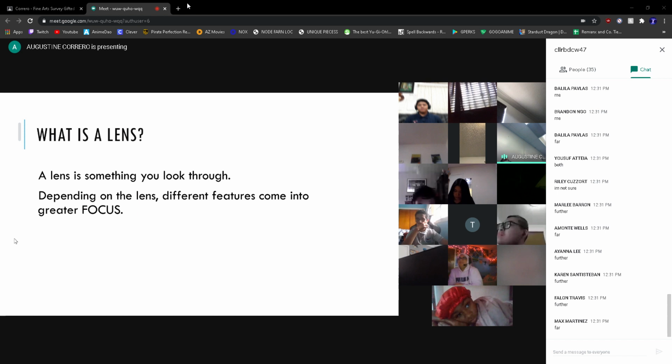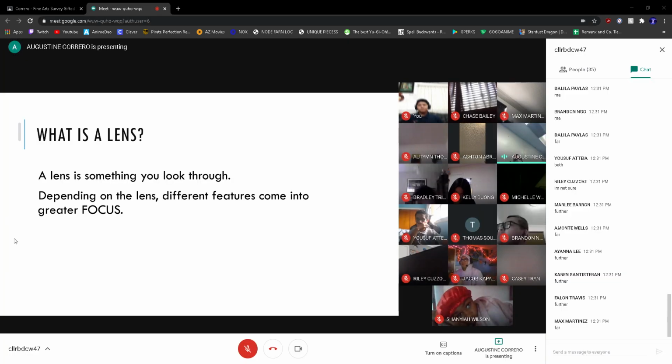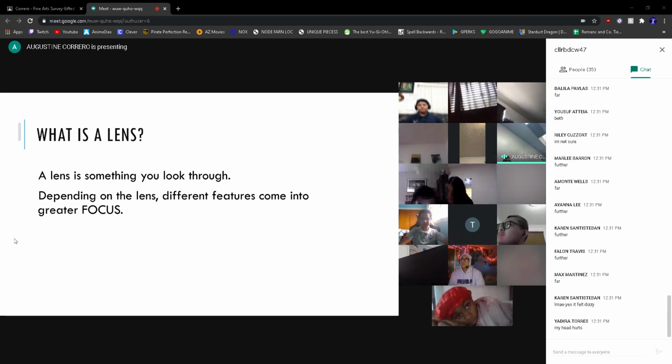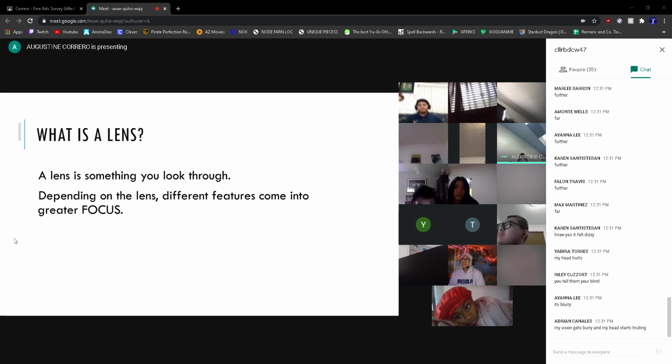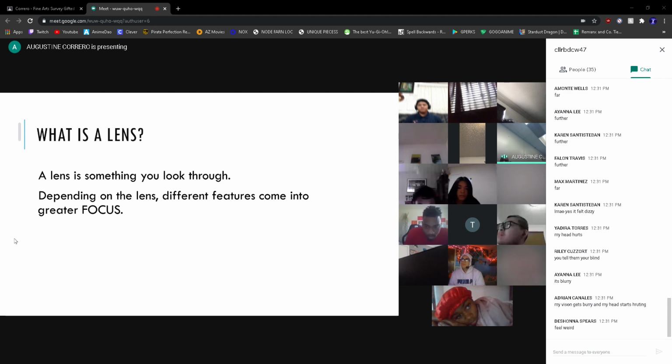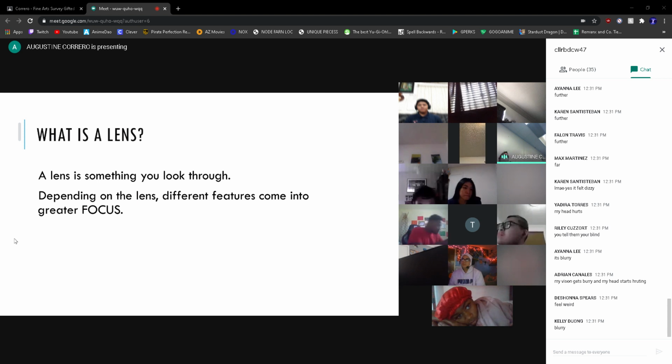Have you ever put on someone else's glasses? Now, this is for people who don't even wear glasses. What happens when you put on somebody else's glasses? Now, folks in the chat, what happens when you put on somebody else's glasses? Your head hurts, you feel dizzy. Yeah. It's blurry. You tell them you're blind. You feel weird. Yeah, because new things are coming into focus all at your eyeballs, right?